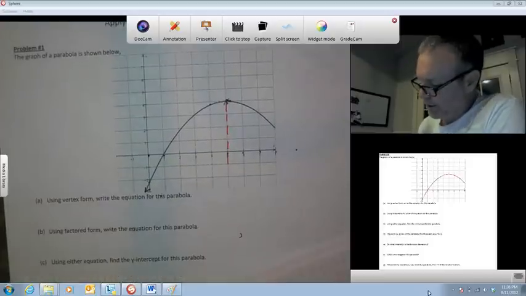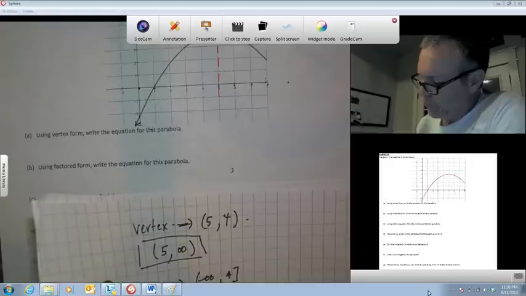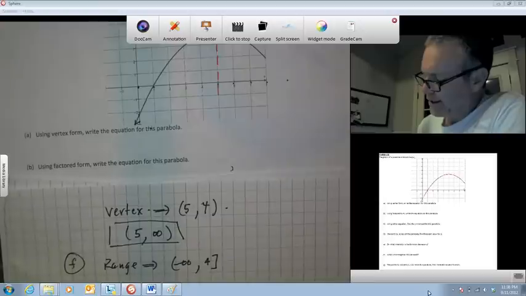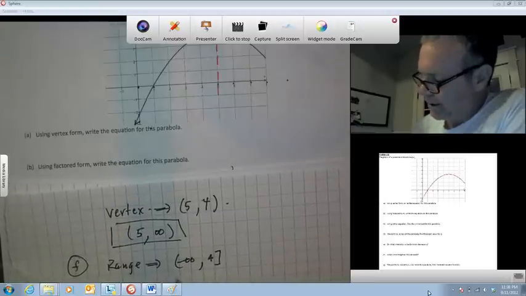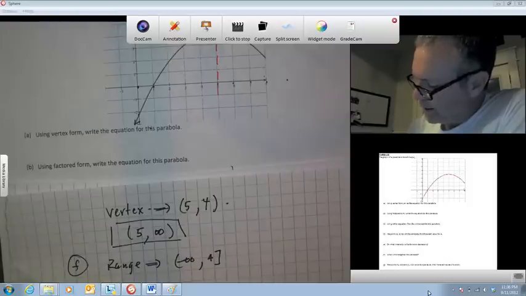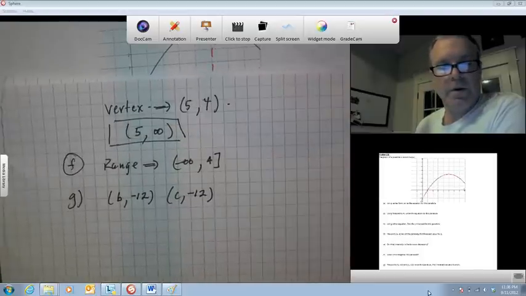And then part G, as you can see from the question, it's asking to find the points B (b, negative 12) and C (c, negative 12), and the exact answers, exact numbers for B and C. So we want to find B and C.